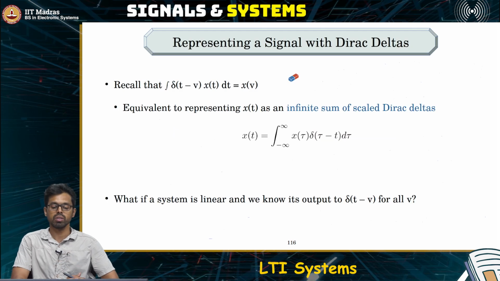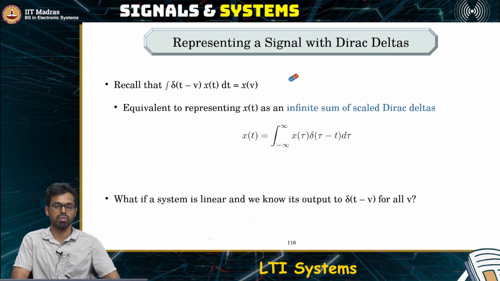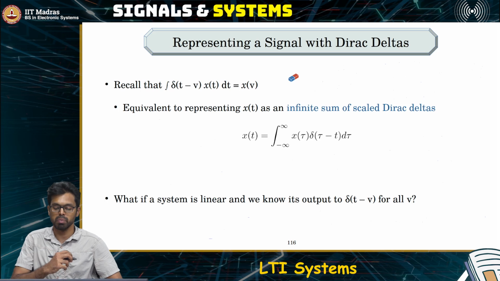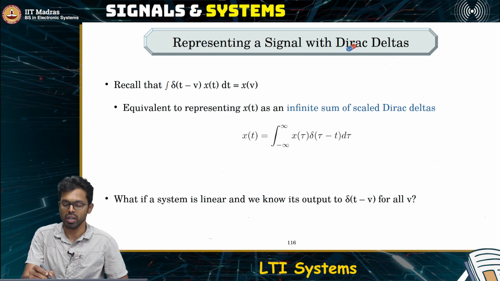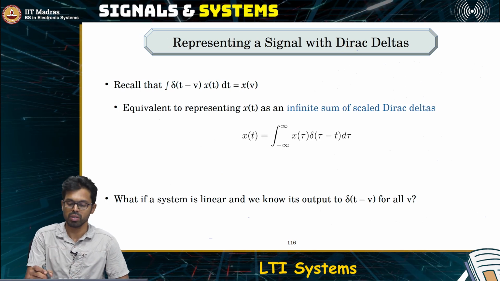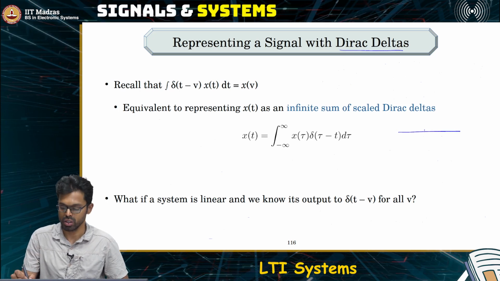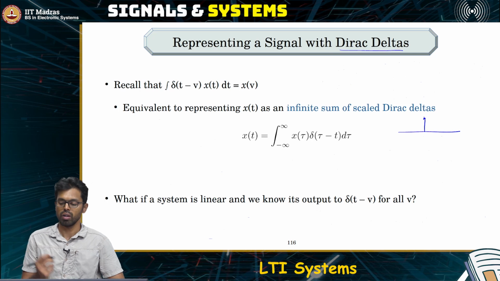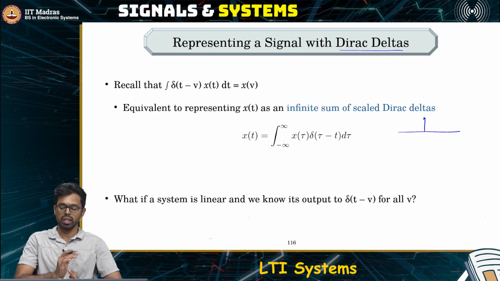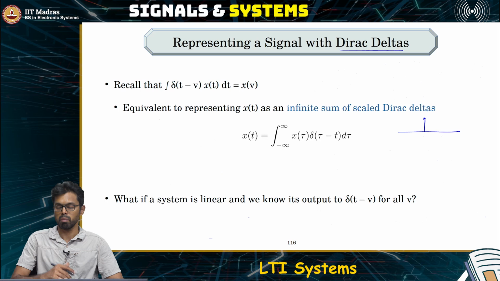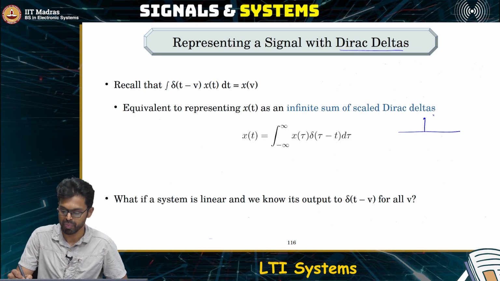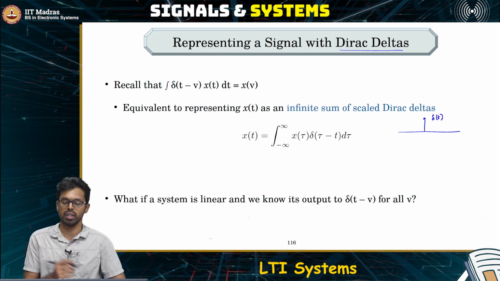First we'll introduce a different kind of representation for continuous time signals, and this representation is going to be in terms of Dirac delta functions. So the Dirac delta signal is nothing but a non-zero value at a particular instant and zero everywhere else, but with an area of 1. So this is what we defined as a Dirac delta function.